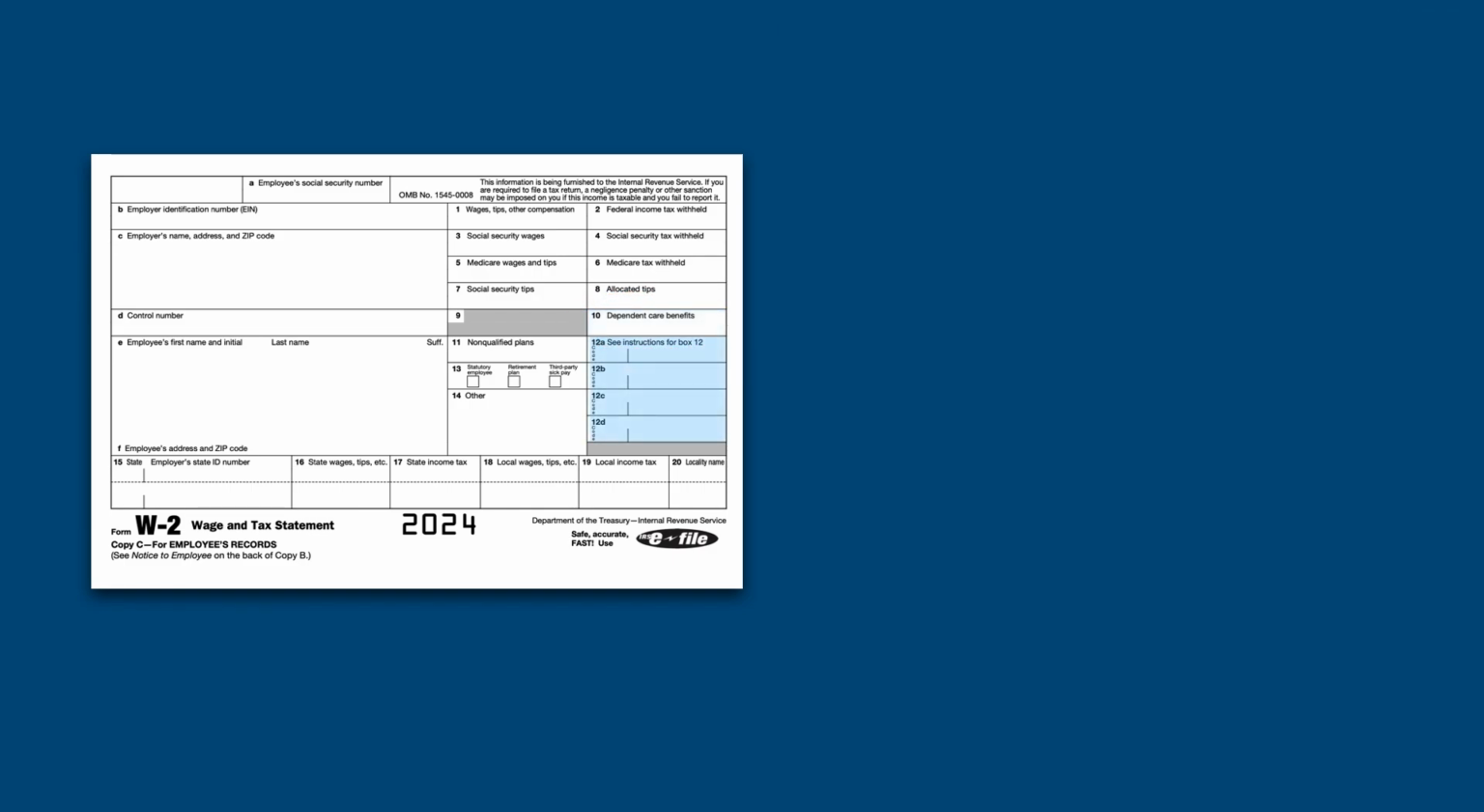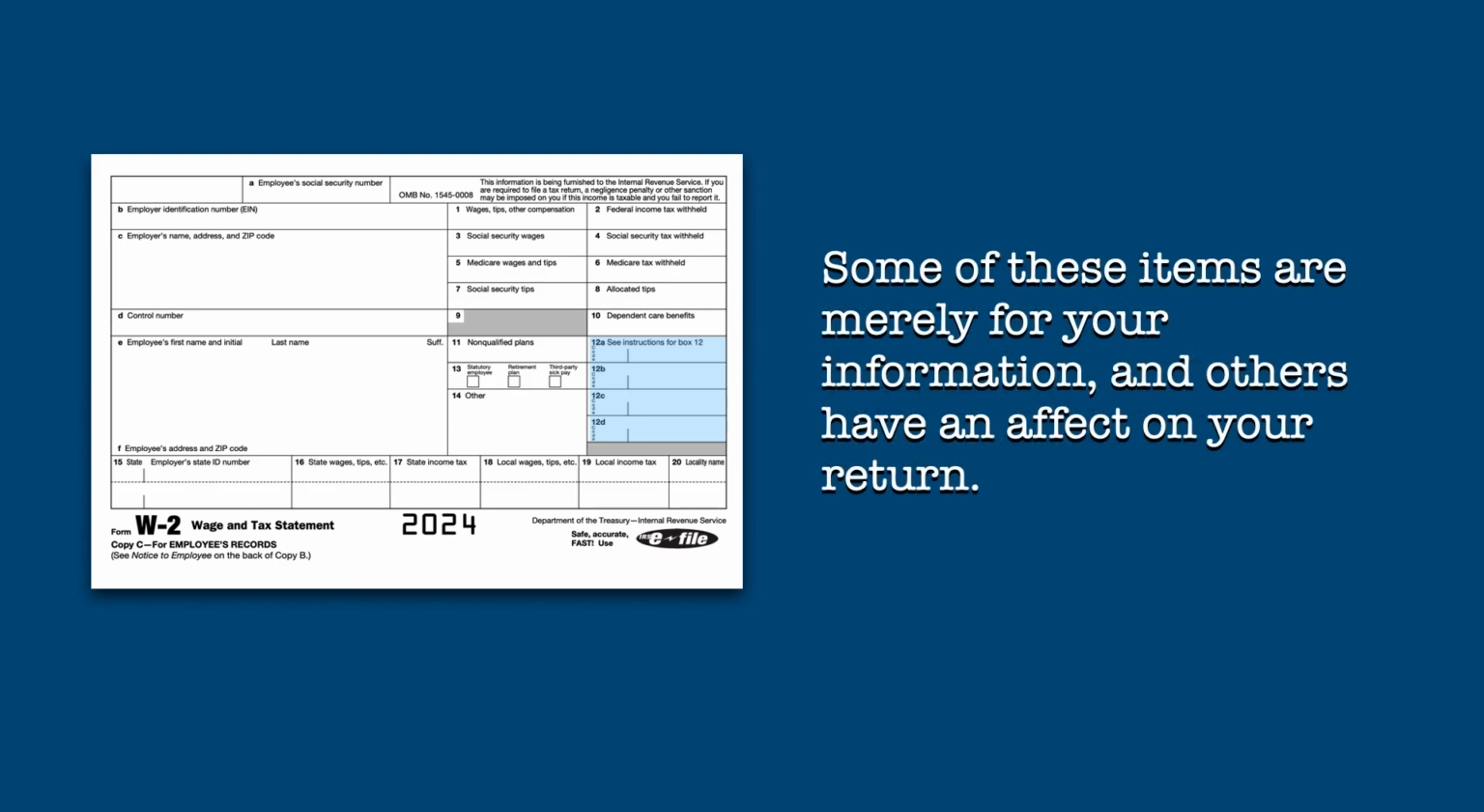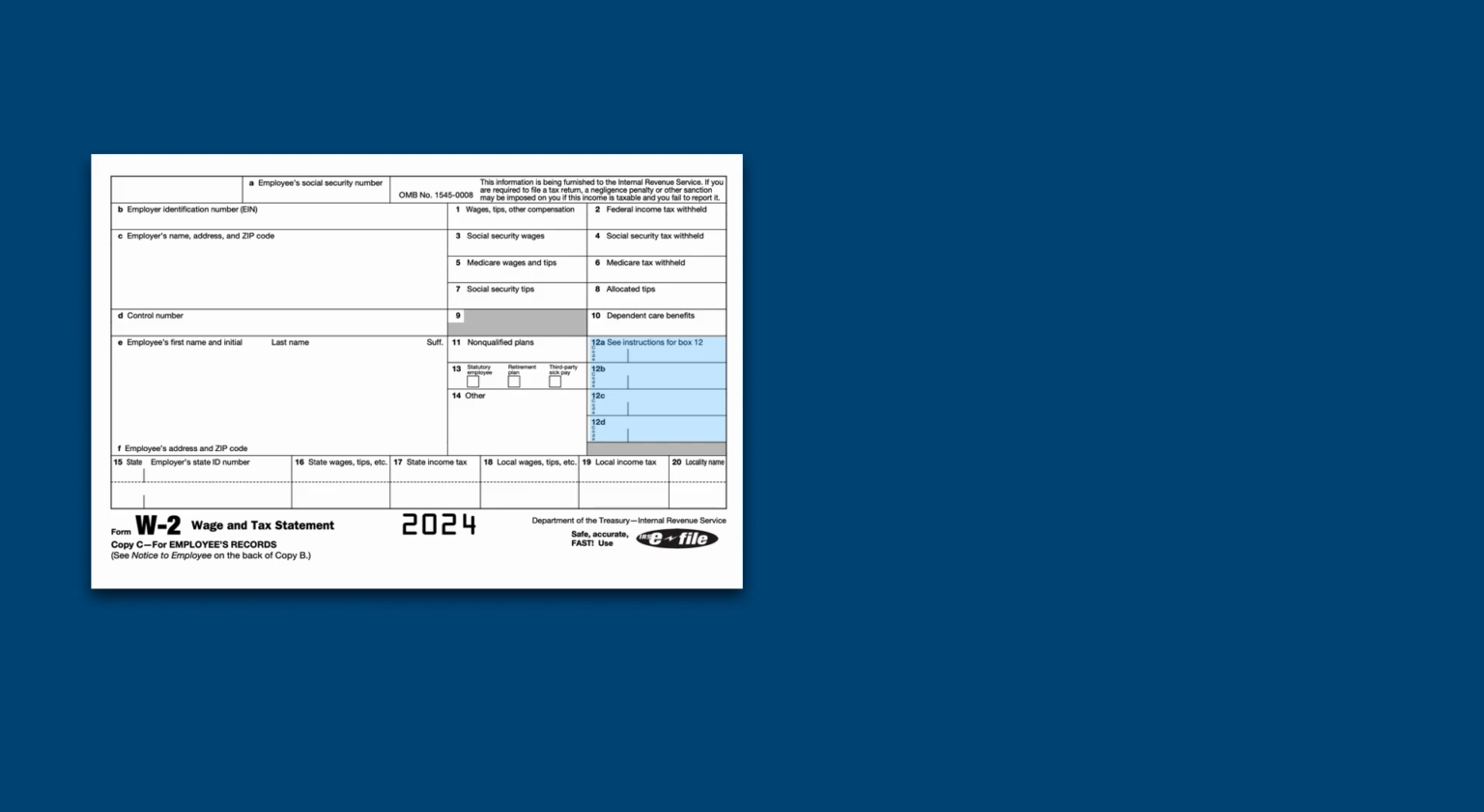Let's skip ahead to Box 12, since amounts in Box 11 are exceedingly rare. Several different items might be in Box 12, each accompanied by a different code. Some of these items are merely for your information, and others have an effect on your return. Let's look at the most common codes.